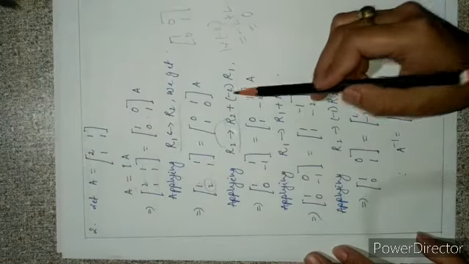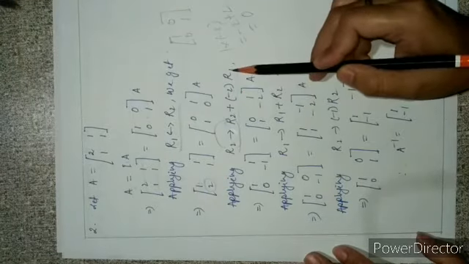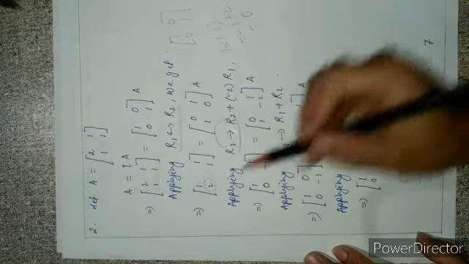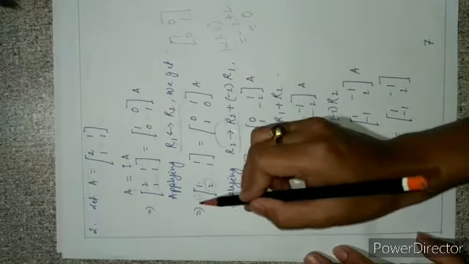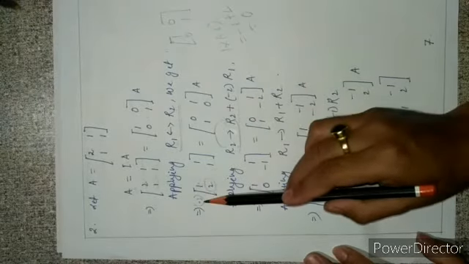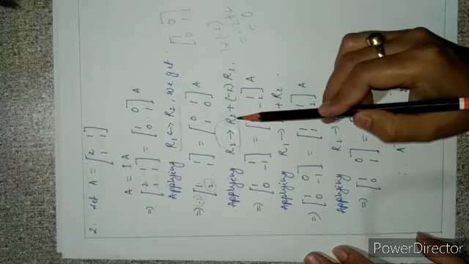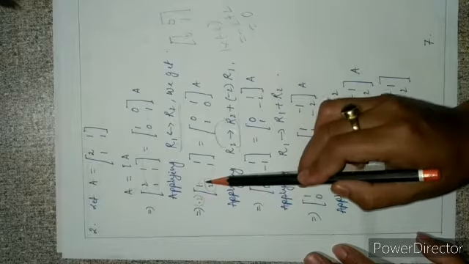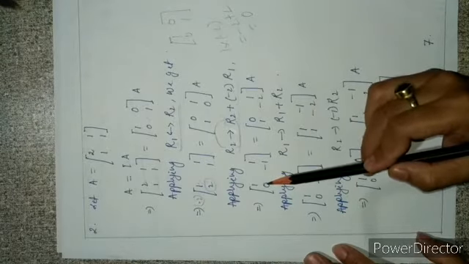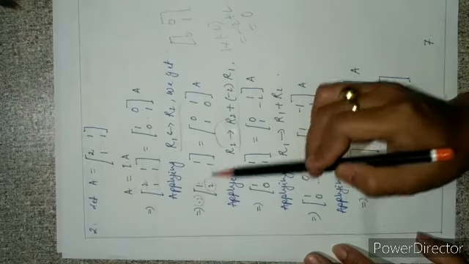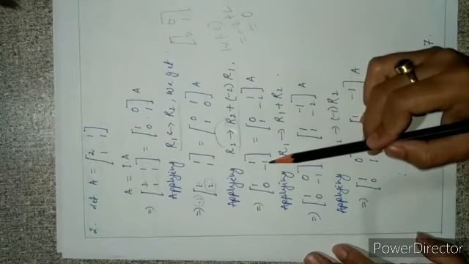R2 tends to R2 minus 2 into R1. This operator means that all the elements of R1 should be multiplied by minus 2 and added to the corresponding elements of the second row. 1 into minus 2 is minus 2, minus 2 plus 2 is equal to 0. 1 into minus 2 is minus 2, minus 2 plus 1 is equal to minus 1.